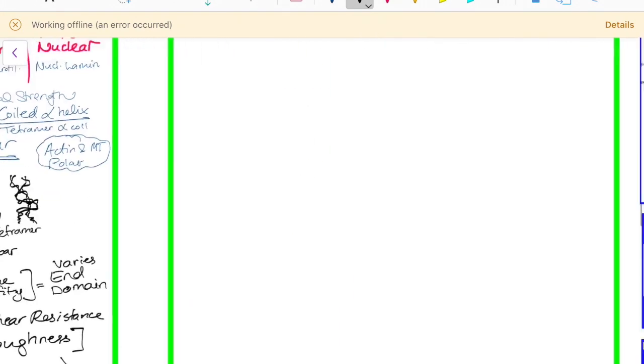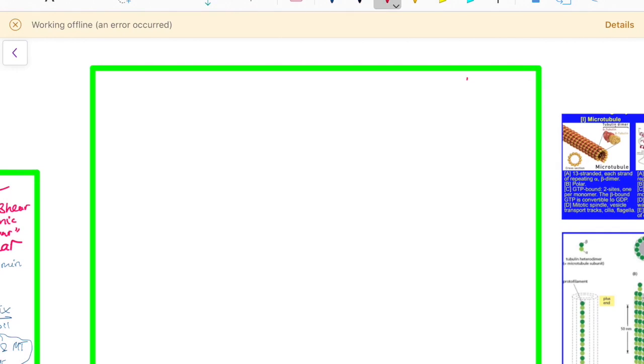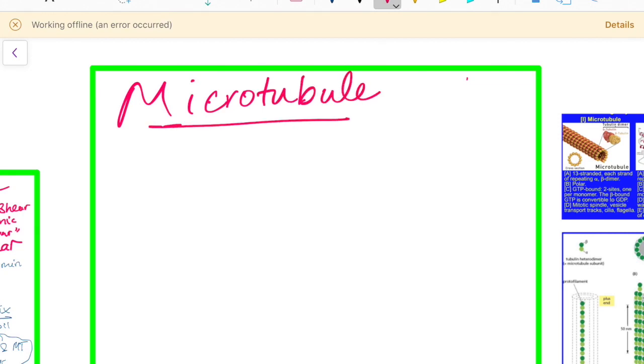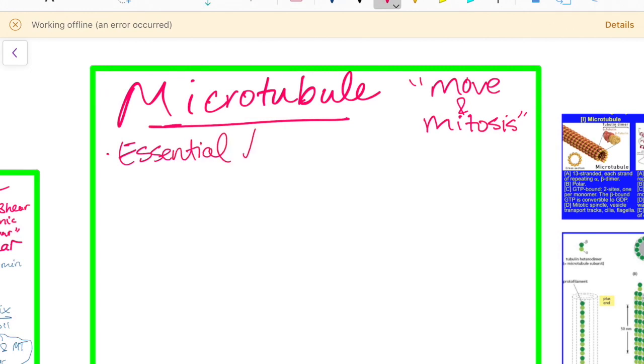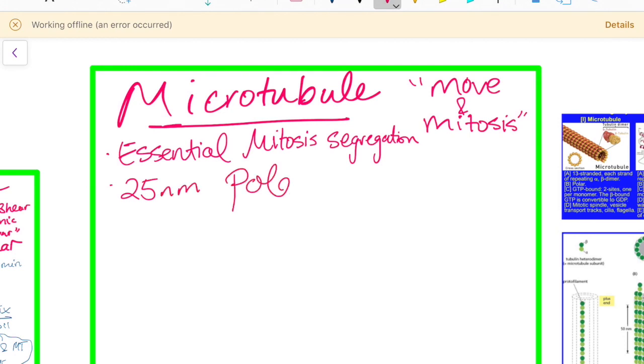Lastly, we have to talk about the biggest one, which is microtubule. Microtubules help the organelles move, as well as in mitosis. So they're essential. Their most important job is for mitosis segregation. They are 25 nanometers, so they're the biggest ones. They're also polar, but they are GTP bound.